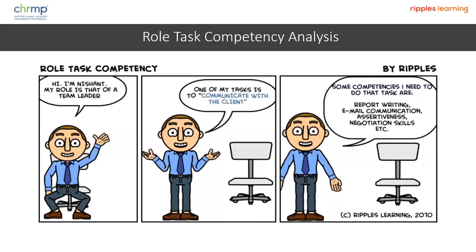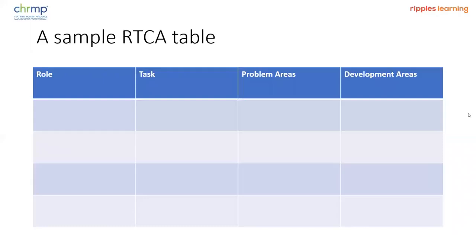So this is a quick, fast method. You don't need to go to anybody. You don't need to talk to anybody. All you need is a good job description or the competency indicators for that particular role, and you can look at it and create a competency analysis from it. So this is just to give you an example of what a sample RTCA table could look like.